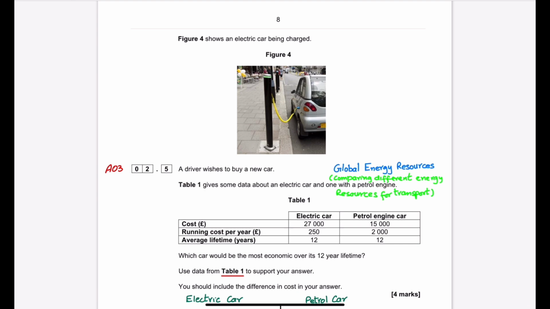So we have two kinds of cars. One is an electric car and the other is a petrol engine car. The initial cost is also given here for both of them. The running cost per year is given for both of the cars and the time is the same, that is 12 years for both of the cars. We need to find which car is more economical after 12 years. Let's see the model answer.